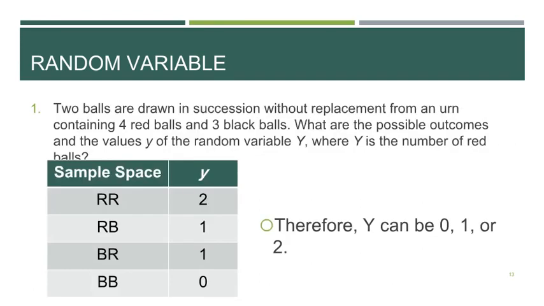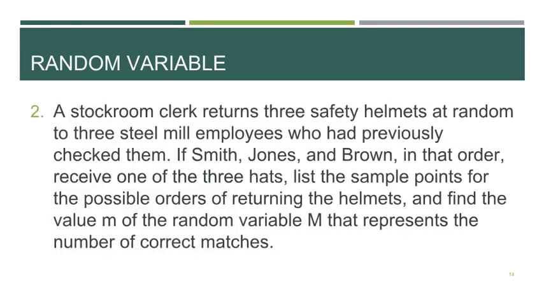To solve this problem, we need to identify all possible outcomes of drawing two balls in succession from the urn. Here, we will list the outcomes using a table. The outcomes in the sample space are red then red, red then black, black then red, and black then black. Since we are concerned with the number of red balls in an outcome, the random variable Y can be 0, 1, or 2. Black-black has 0 red balls, red-black has 1 red ball, same with black-red, and red-red has 2 red balls. Let's try to solve this second problem.